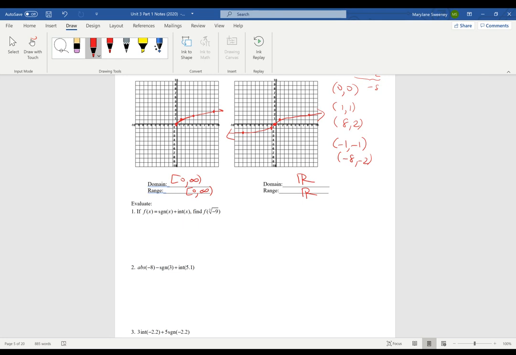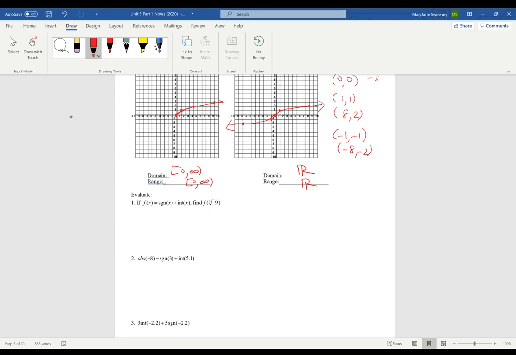Okay, so we also sometimes have some of these evaluate problems. It says f of x equals signum of x plus int of x. Find f of the cubic root of -9. Okay, this I would have to put in the calculator, cubic root of -9, which is about -2.1. So this is SGN of negative 2.1 plus INT of negative 2.1.